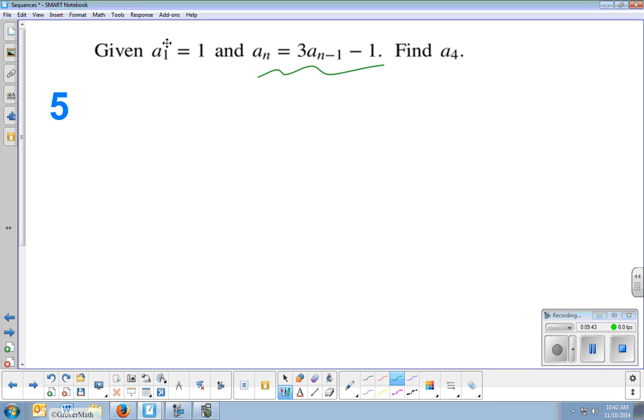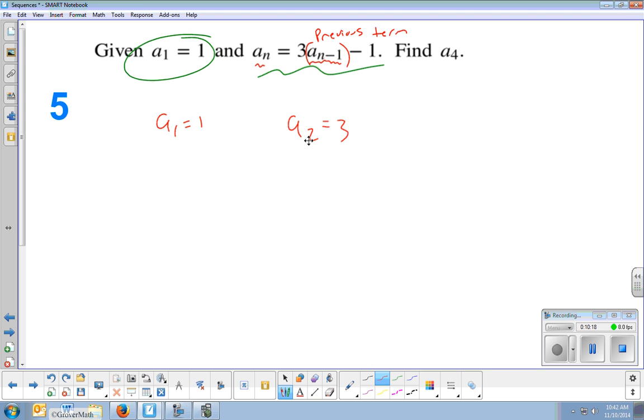Now, a to the 1 equals 1. So they'll typically give you that, and then they'll give you an equation to get to the next term. And this is what confuses students the most. This a to the n minus 1 simply means the term before a to the n. So I have my first term is 1. But if I want my second term, it's 3 times a to the n minus 1. A to the n minus 1 simply means previous term.